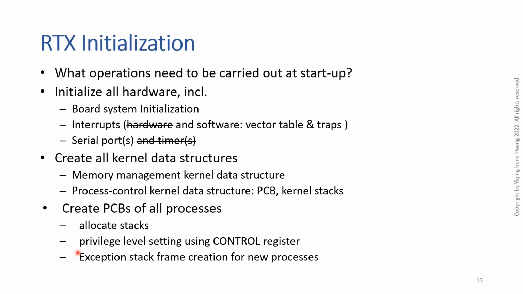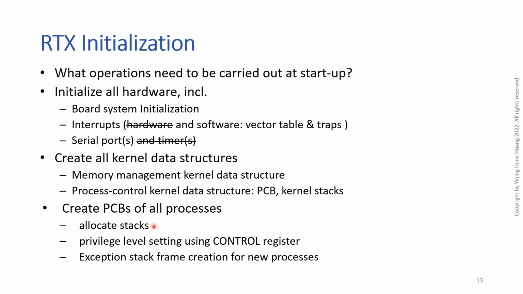And when we do the PCBs, you need to include the privilege level information somewhere, most likely in the PCB data structure. And we need to use the privilege level information to program the control register. I do have an example in the starter code for the new state process, of how we set the control register, so take a look at that. And for the exception stack frame creation for a new process, we already did that part for you.